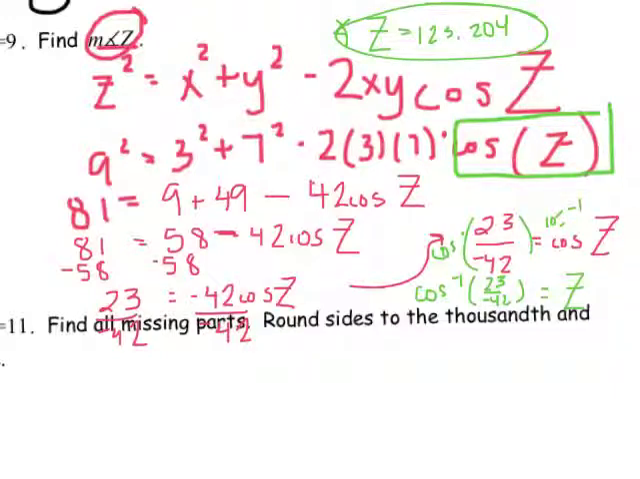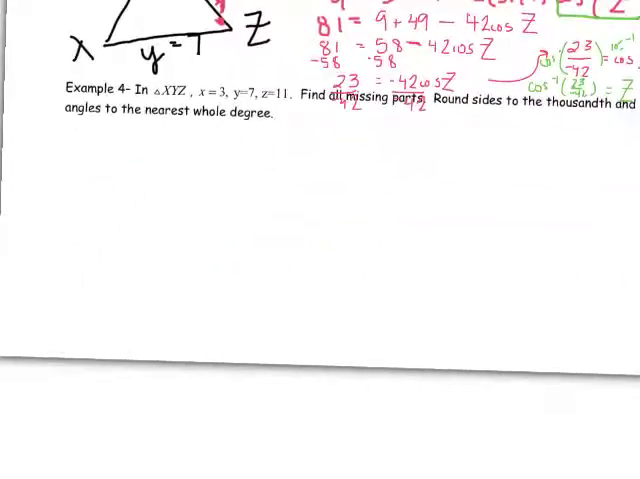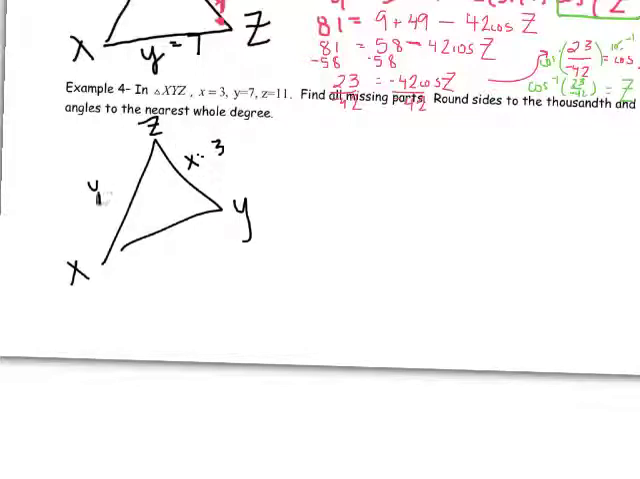All right, and let's do this last example. Triangle XYZ, so let's go ahead and draw that. X is 3, Y is 7, and Z is 11. And it says to find all missing parts, round the sides to the thousandth and angles to the nearest whole degree. So we only have to do the angles. Let's just pick an angle to start with.